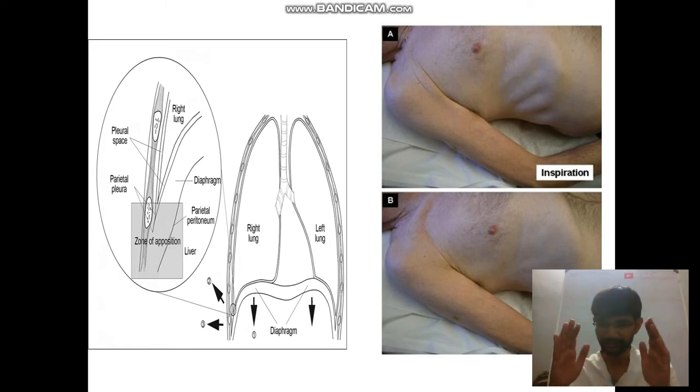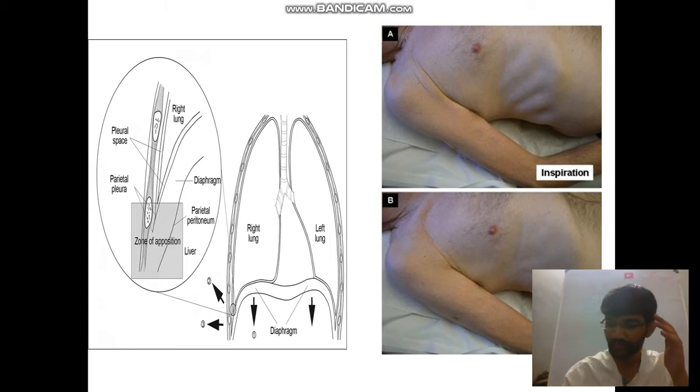Understood? See, zone of opposition, lateral rib cage. When the diaphragm is flat, the zone of opposition is lost, so the diaphragm further tries to go down. When it goes down, its attachment to the rib cage will further suck it in. Because of that, there will be indrawing of the lower rib cage.